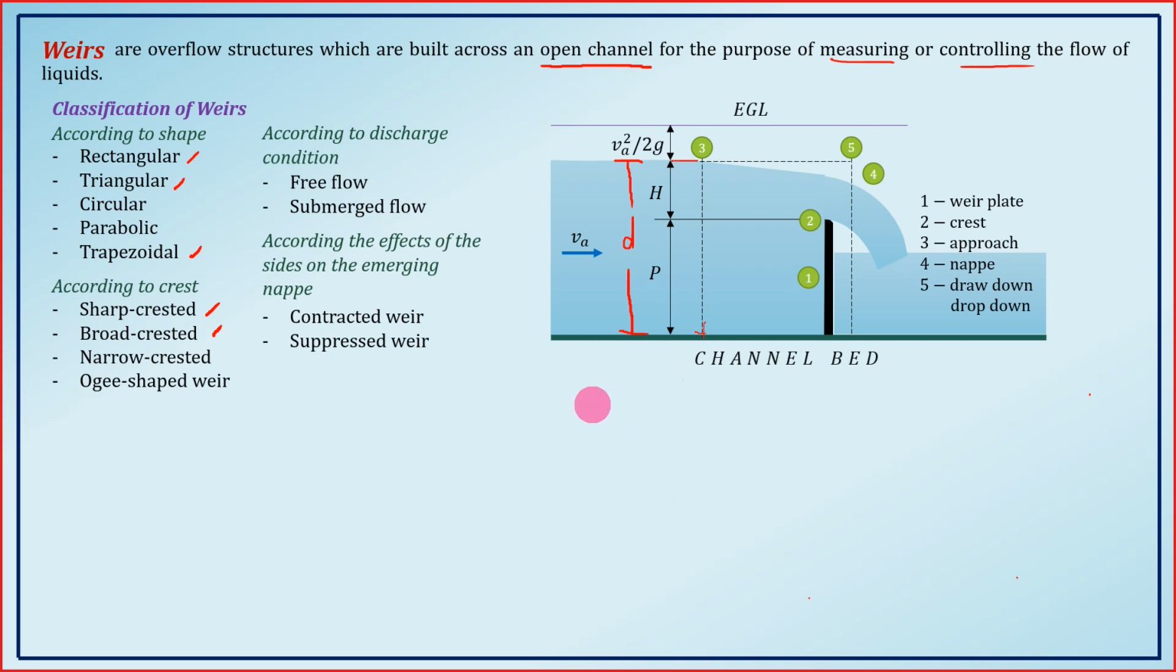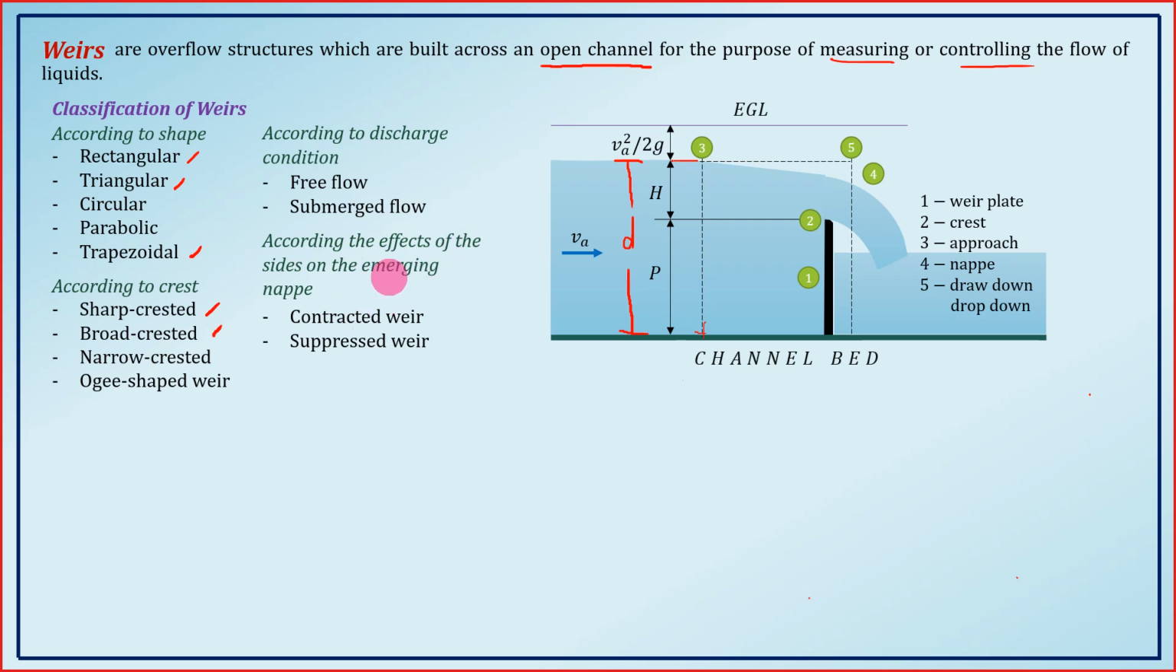Now, nappe. Ano yung nappe? Yung nappe natin is yung pagkakaroon ng curvature or pagbaba ng ating liquid, o yung kapag dumaan na siya sa weir. So, ito yung part na yon. Yung bumaba siya, yung nagkaroon ng curvature dyan, pagbaba. Nappe.